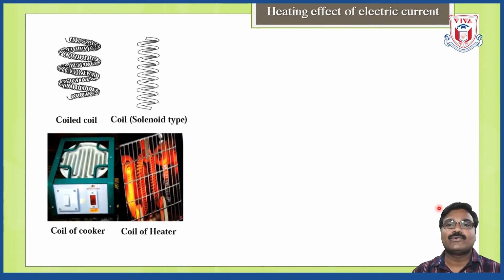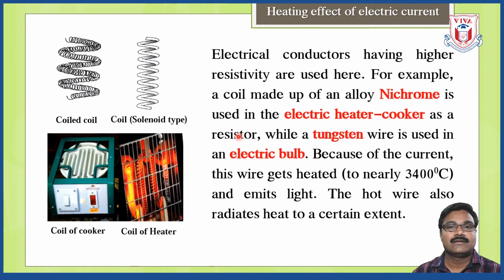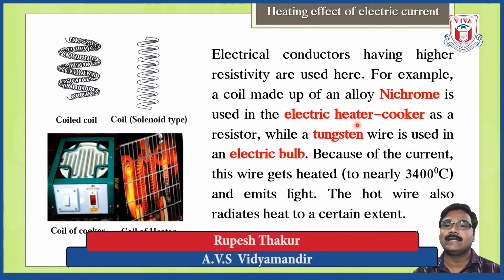Now we will move to the heating effect of electric current. Here, to get the heating effect of electric current, electrical conductors having higher resistivity are used. For example, a coil made up of an alloy nichrome, that means nickel and chromium, is used in the electric heater or cooker.